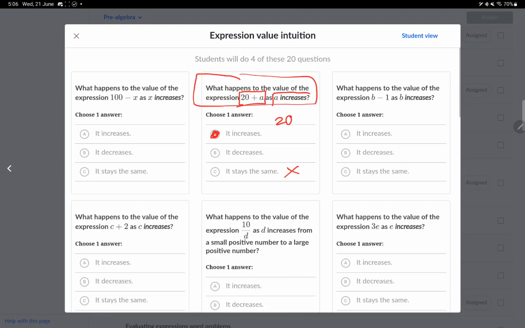If you think about, just use an example, right? Let's say 20 plus 2 is 22. As a, which is that value, increased to 20 plus 3 is 23, right? And then 20 plus, let's say, 5 is 25. So as a increases, the whole thing would increase.